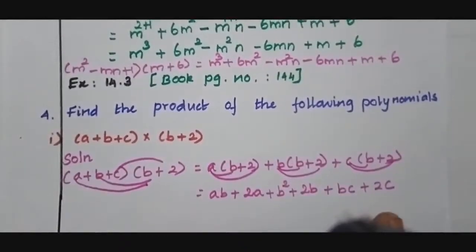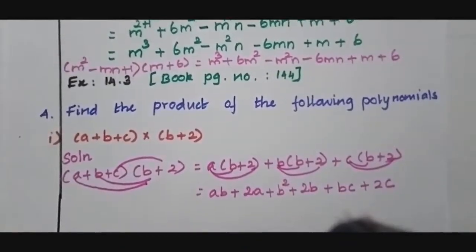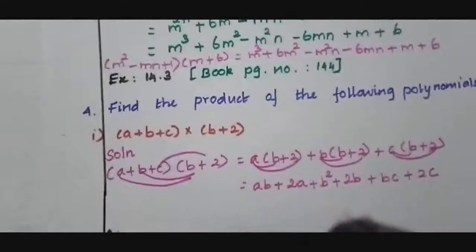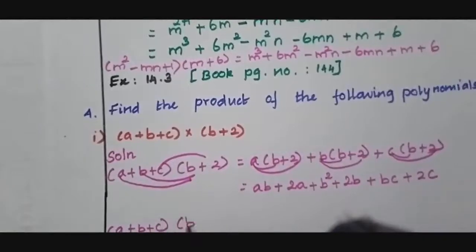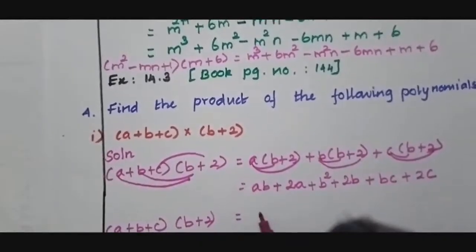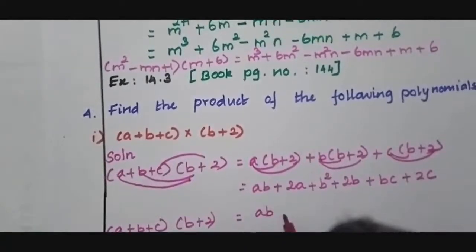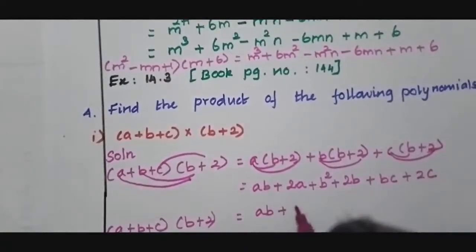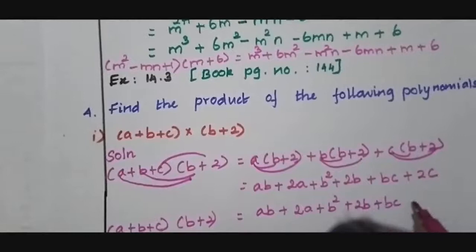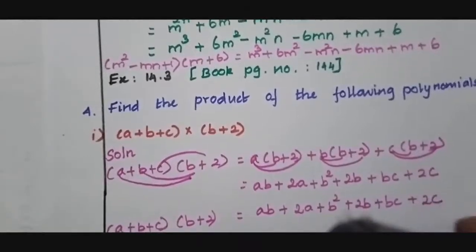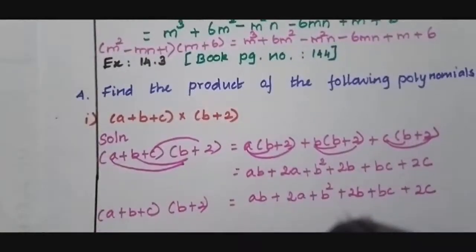These are all different terms. We cannot simplify this one. So you can write the answer as a plus b plus c into b plus 2 is equal to ab plus 2a plus b square plus 2b plus bc plus 2c. Is it clear, children? Yes.